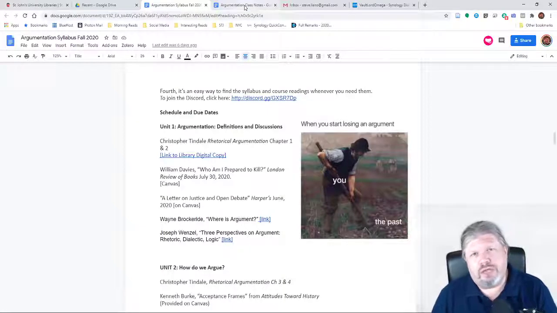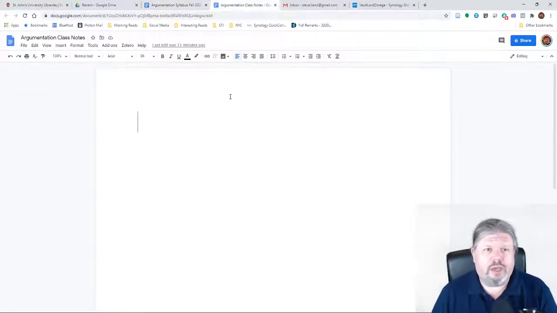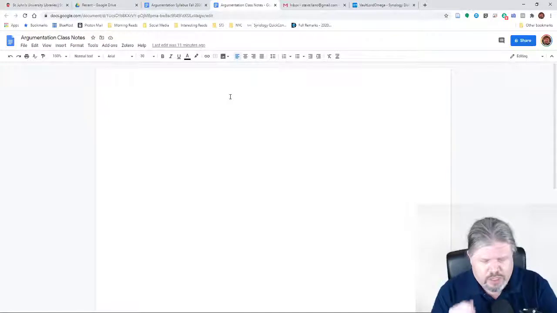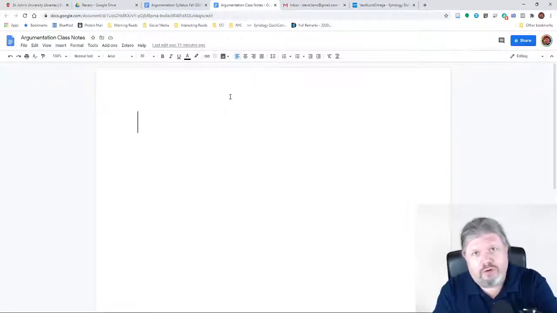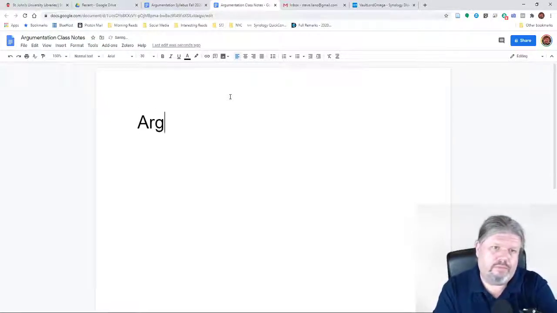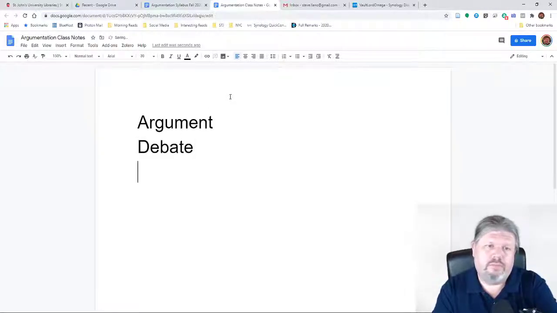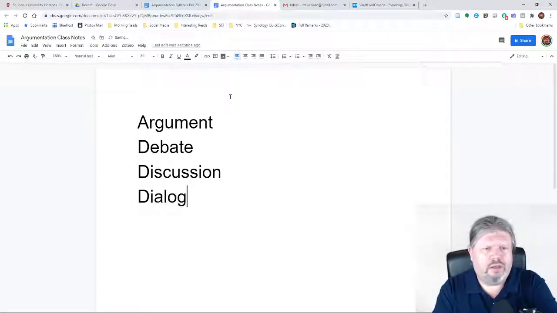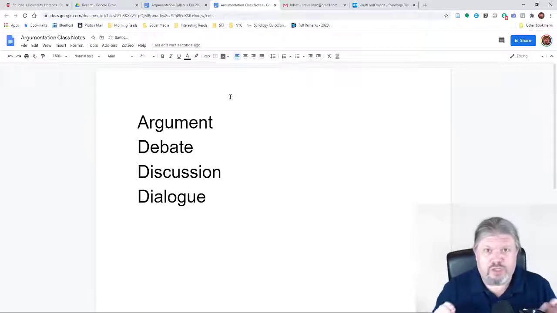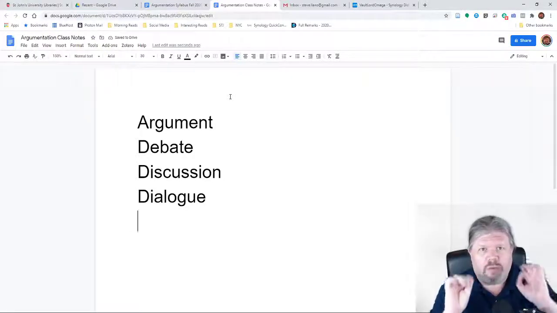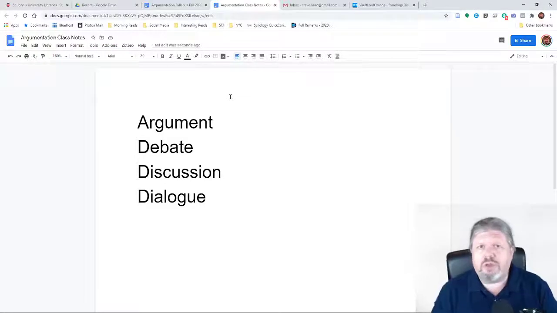So here's an exercise for you to do, and I'd love to get your responses in Discord. Which would you rather be in? Argument, debate, discussion, dialogue. Which of these is the superior option? Which one would you rather be in? It doesn't matter the issue. It doesn't really matter who it's with. Which one do you think is best?